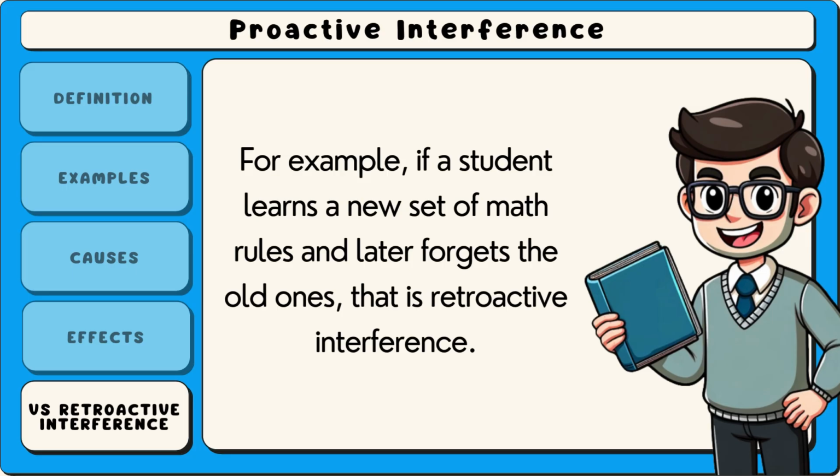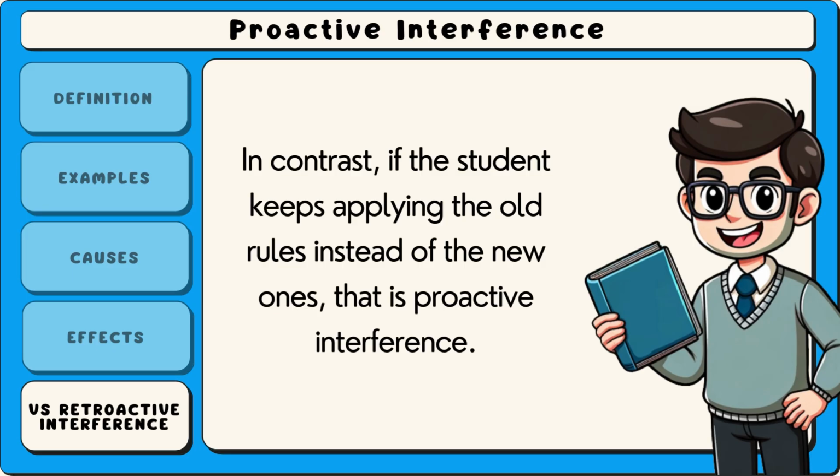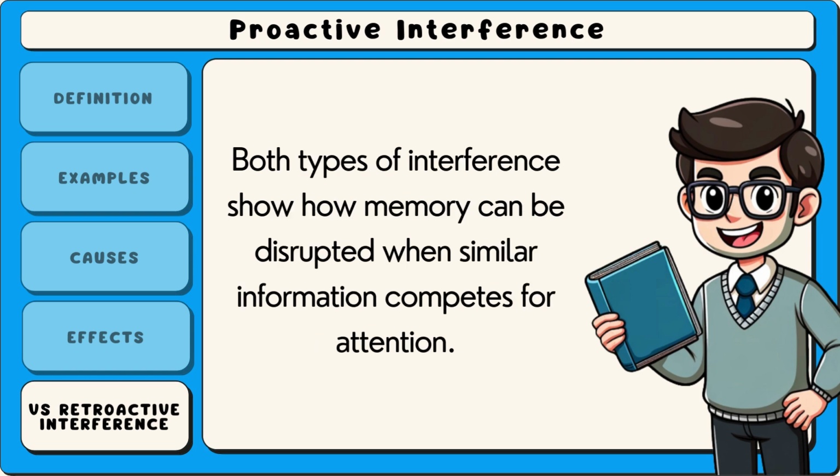For example, if a student learns a new set of math rules and later forgets the old ones, that is retroactive interference. In contrast, if the student keeps applying the old rules instead of the new ones, that is proactive interference. Both types of interference show how memory can be disrupted when similar information competes for attention.